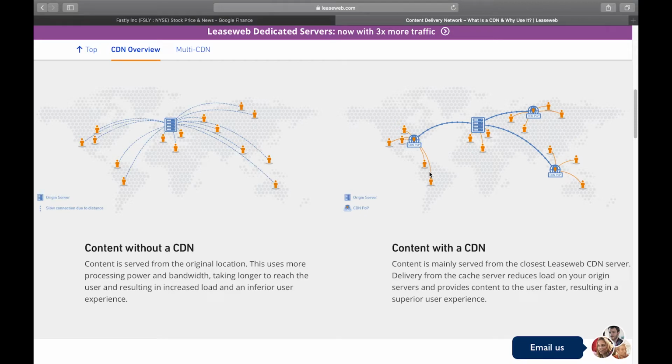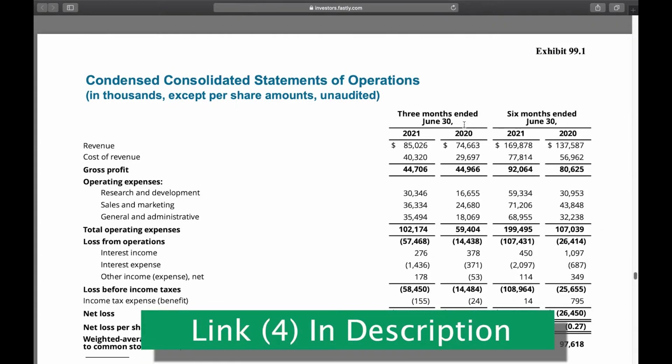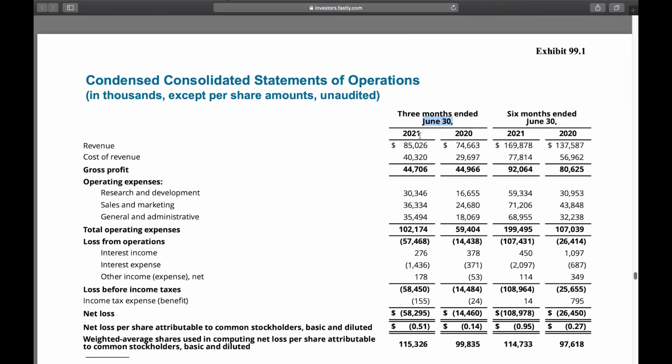Fastly's business is doing. So here we are in Fastly's most recent earnings report for the most recent quarter ending on June 30th, 2021, which is this column here, and this is compared to the same quarter from last year, from 2020, which is this column over here. So first things first, we can see that top line revenues, which is this line on the earnings report, is increasing year over year, and that's a good thing.